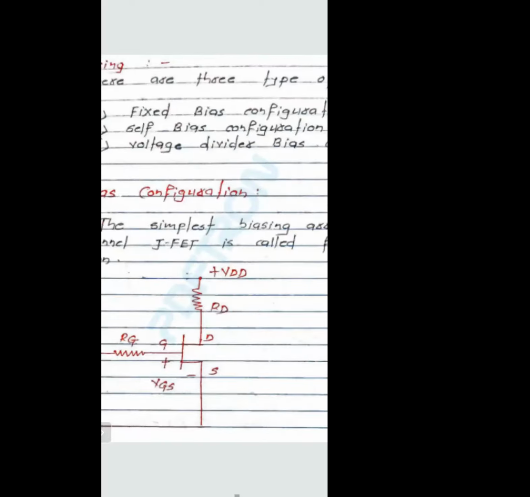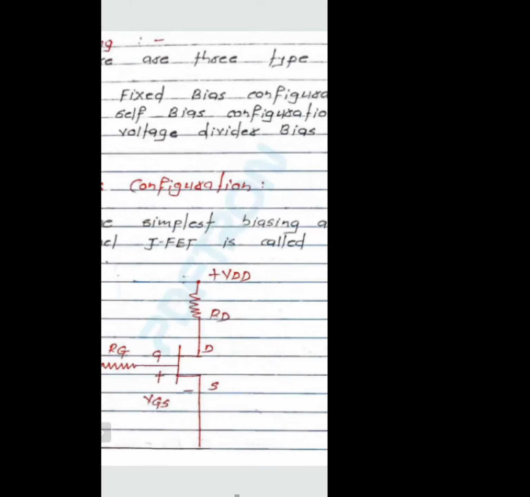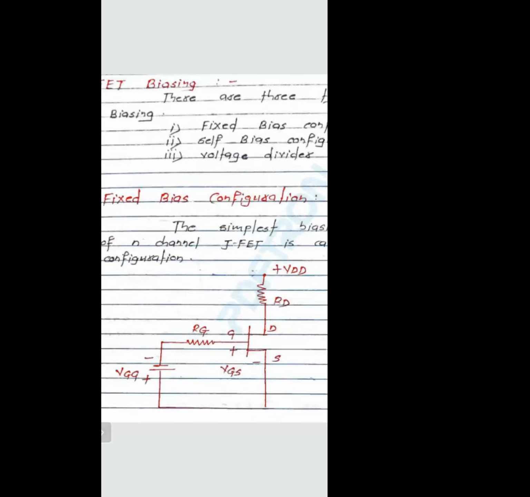When we initially consider the gate current flowing through the device, it should be 0. So the gate current flowing through this device must be 0. What it indicates is that IG should be 0. So VRG, the voltage across RG, should be 0. VRG equals RG into IG. IG is 0, so VRG equals 0.